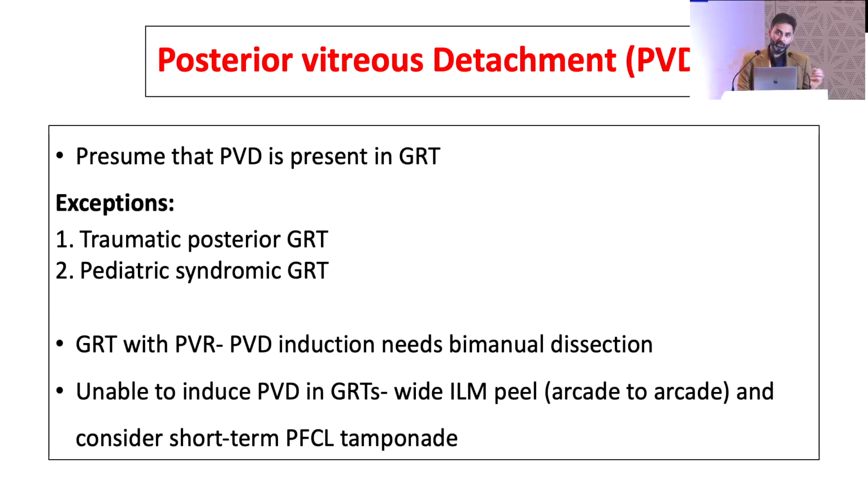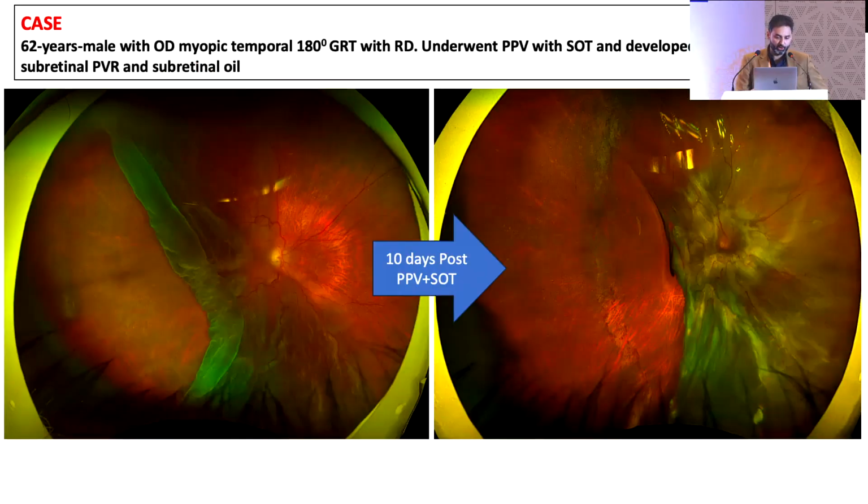And if you have that, again, as Sir showed, these progress and they don't do well with just a single primary surgery, and a lot of times will require very meticulous, time-consuming bimanual dissection to try and get the hyaloid off. And if you're unable to induce PVD in giant retinal tears, which you might in this subset, a wide ILM peel should be done. Easier said than done, but it can be done under PFCL. It just ensures that you can remove at least some semblance of hyaloid and do a short-term PFCL tamponade with a planned resurgery within the next 1 to 2 weeks.